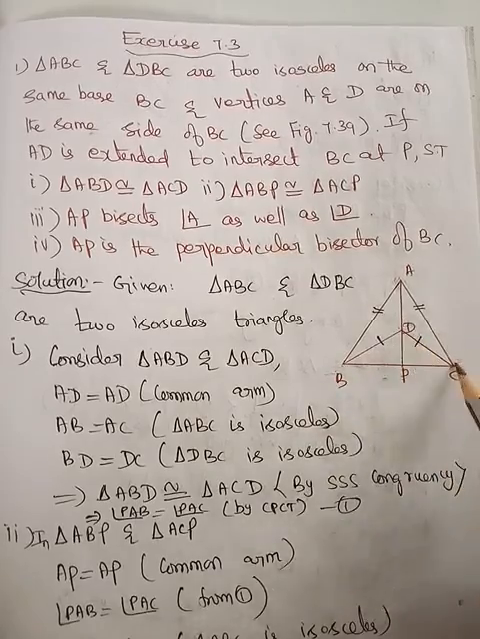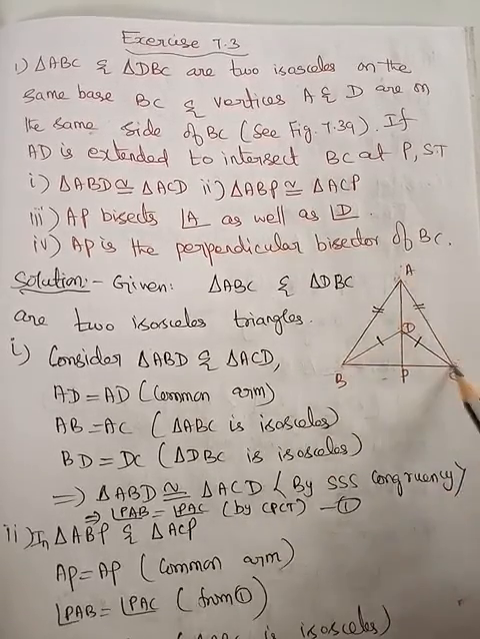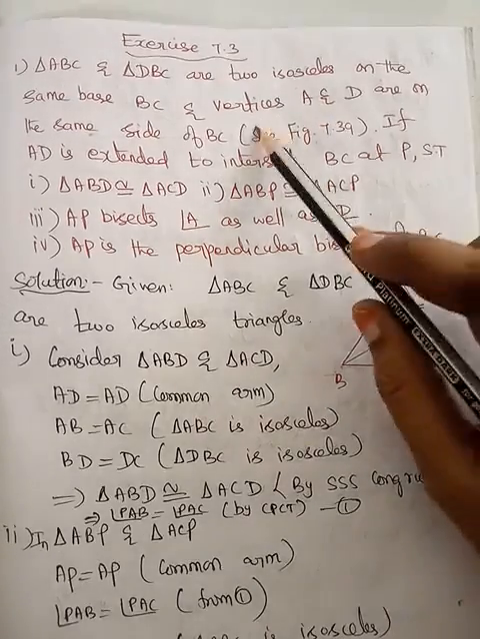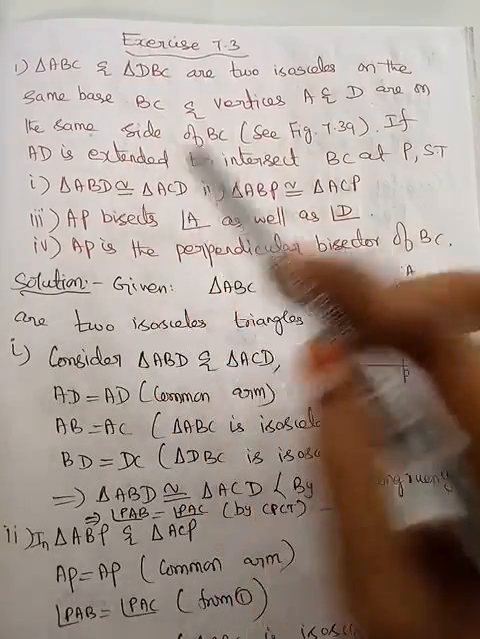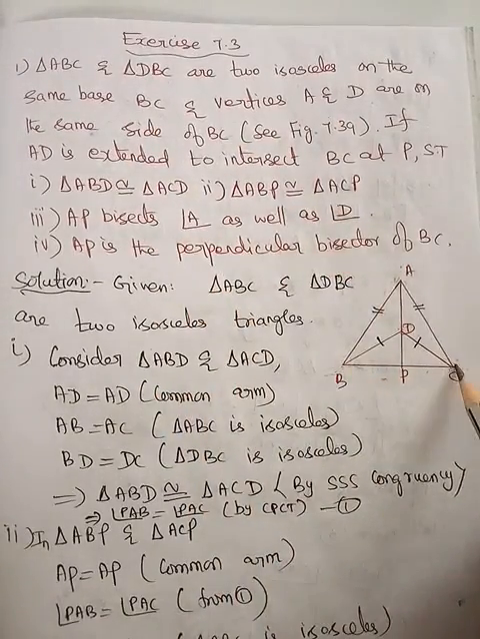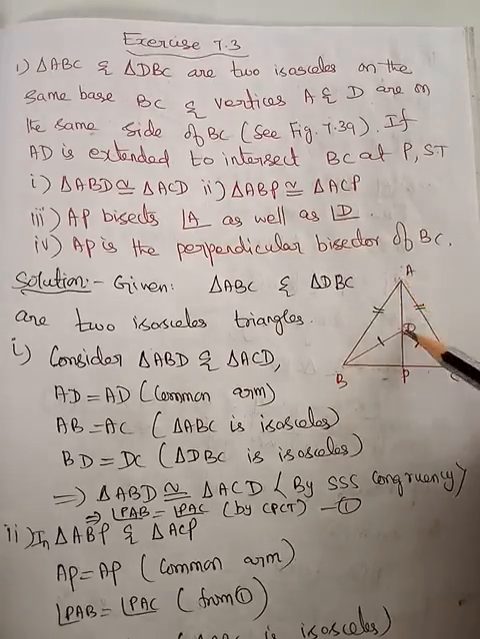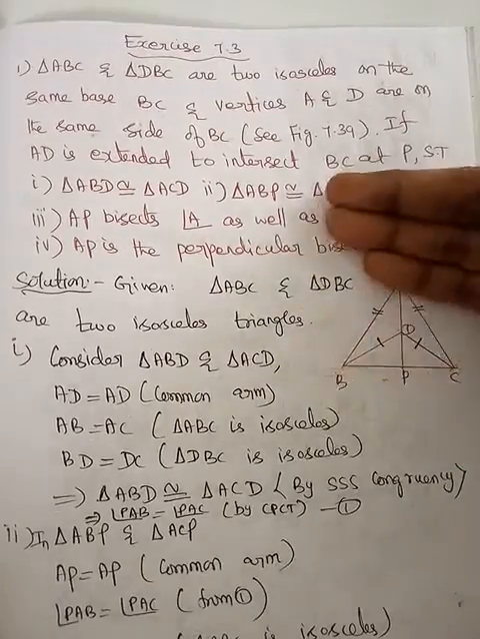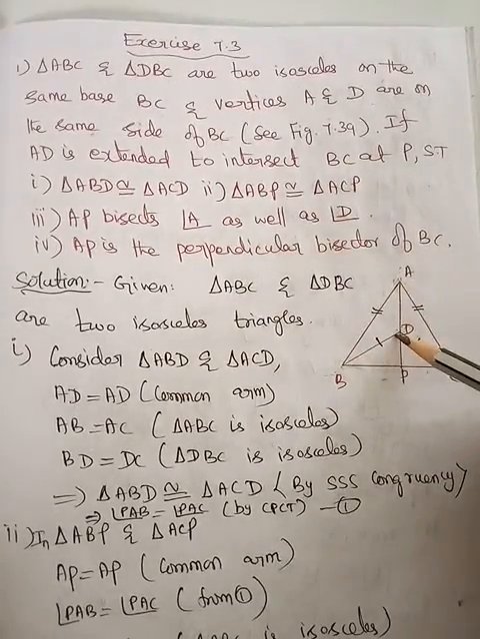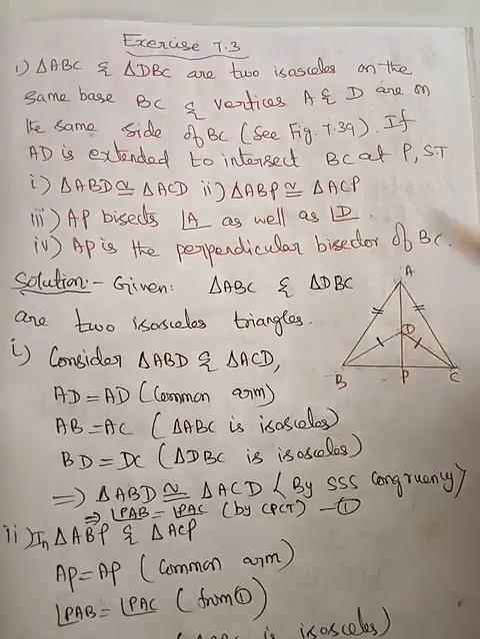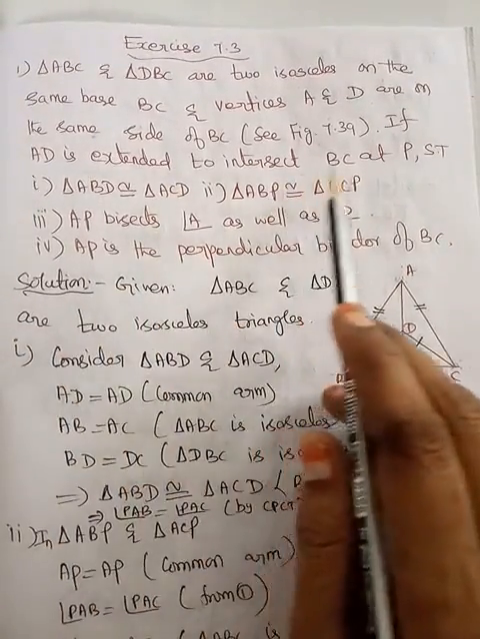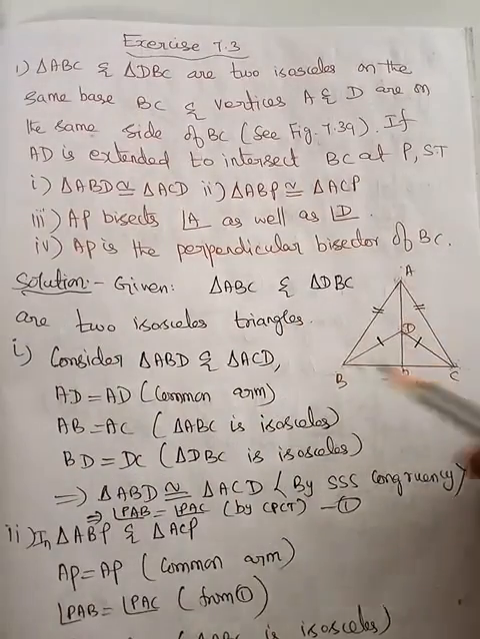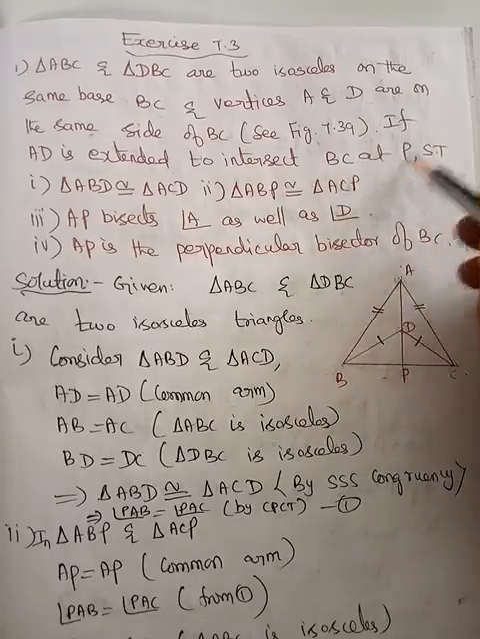Appa BD equal to CD. Here AB equal to AC. Okay. BC is a common side for both triangles. Vertices A and D are on the same side of BC. So you have BC. The vertices A and D are on the same side of BC. Appa BC oda upper part la A and D ingra vertices irukku. Okay. If AD is extended, AD line is extended to intersect the line BC at a point P.